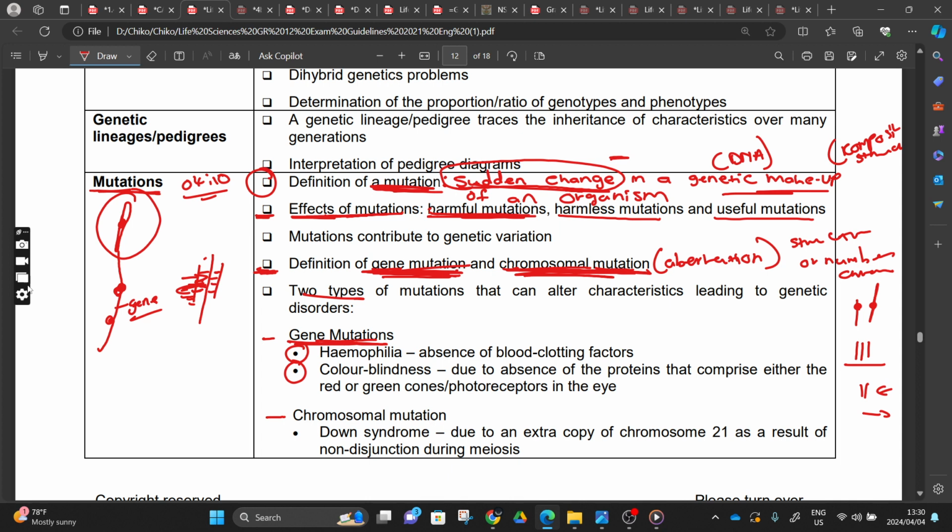protein synthesis, mRNA, when that mRNA is having that sequence of mRNA, it's having more genes, it means that the protein that is going to be produced is going to be a wrong protein or incorrect protein, or a protein that is not fully functioning, right? So with that mutation, with this gene mutation or chromosomal mutation, it can be harmful or harmless or useful. This is what you have to know.